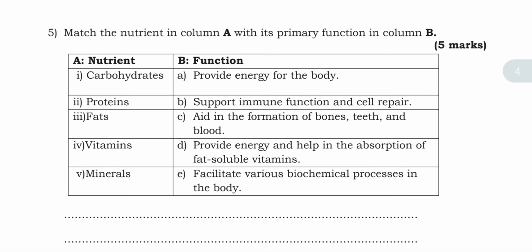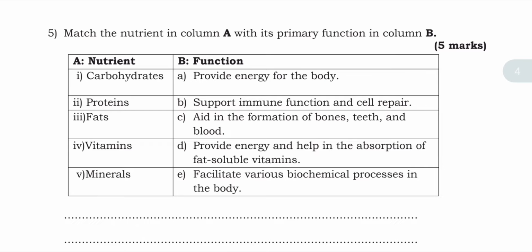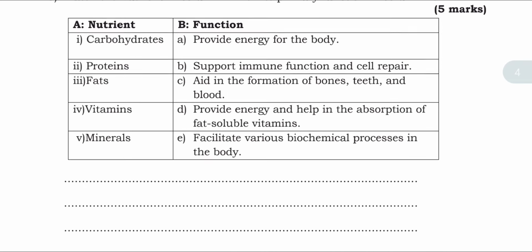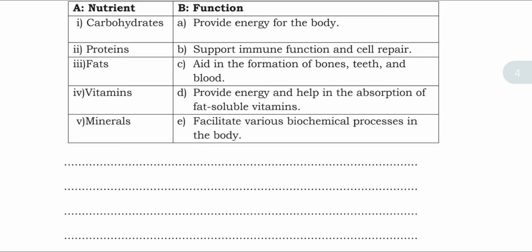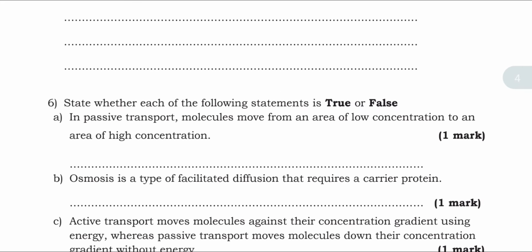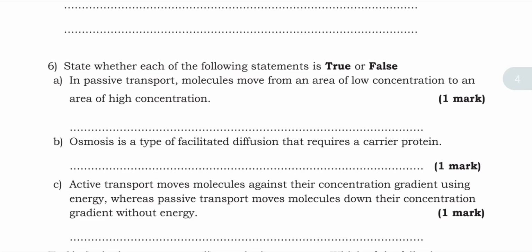Match nutrients in column A with primary function in column B. Carbohydrates, protein, fats, vitamins, and minerals. Whereas here: provide energy for the body, supports immune function and cell repair, aids in formation of bones, teeth, and blood, provide energy and help in the absorption of fat-soluble vitamins, and facilitate various biochemical processes in the body. And you have to match correctly.